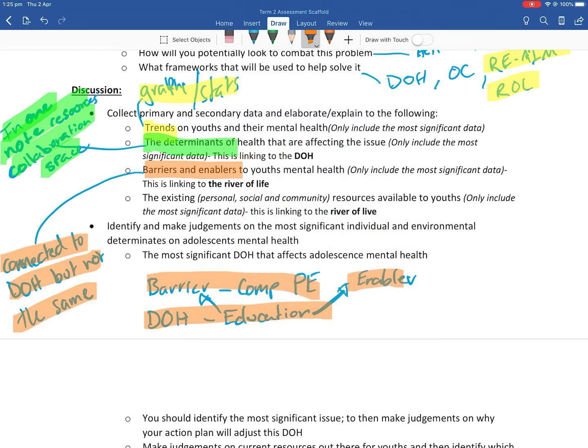Now, you also need to make reference for this section. You are also going to be looking at the new framework.